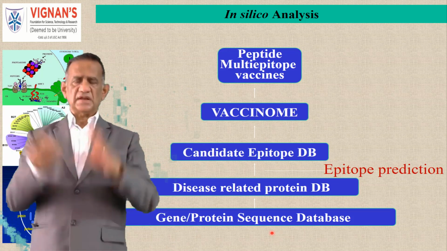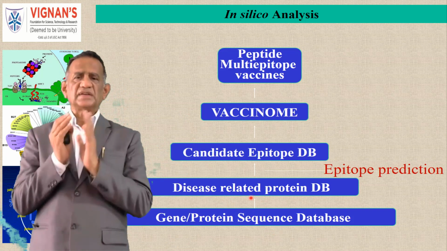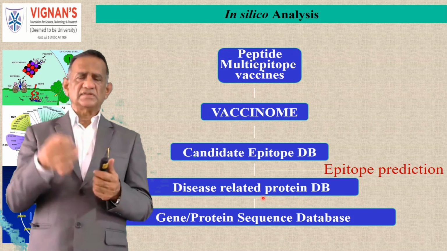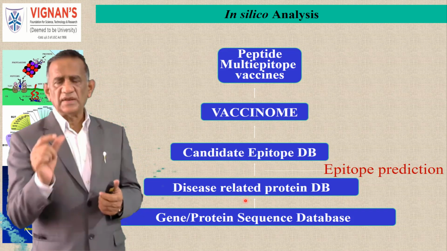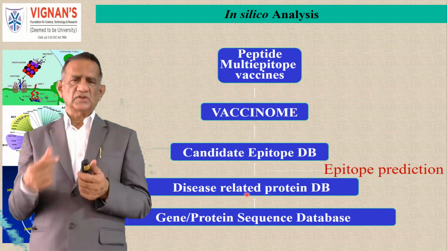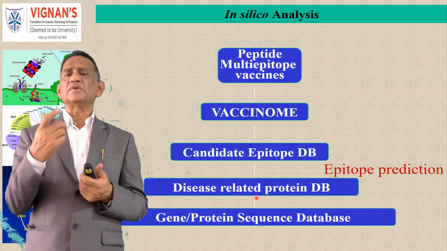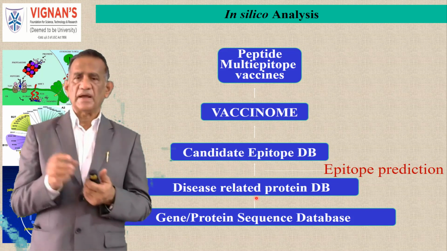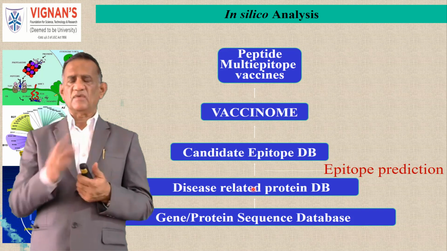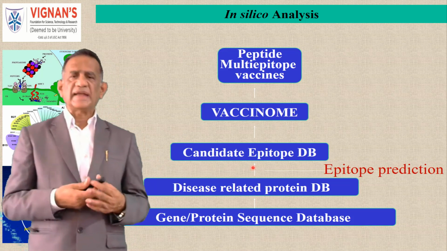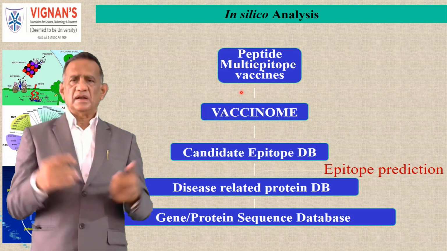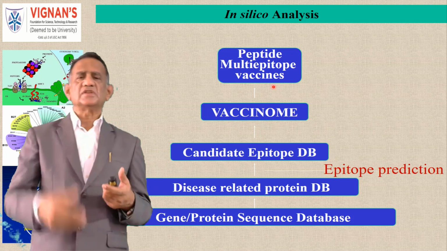Once it is there, then the disease-related protein. Once several proteins are there in corona, more than 16, we have to see the disease-related protein. The spike protein attaches to the angiotensin converting enzyme. That is the one which is making the entry into the human lung epithelial cells. So that is the disease-related protein you have to select. That needs to be blocked by our immunoglobulins. Now, after having taken the disease-related protein, epitope prediction is done, as we have seen in the video. Now, we have to see the candidate epitope database, then vaccinome, then peptide and multi-epitope vaccines we have to make. That's what in silico analysis is.